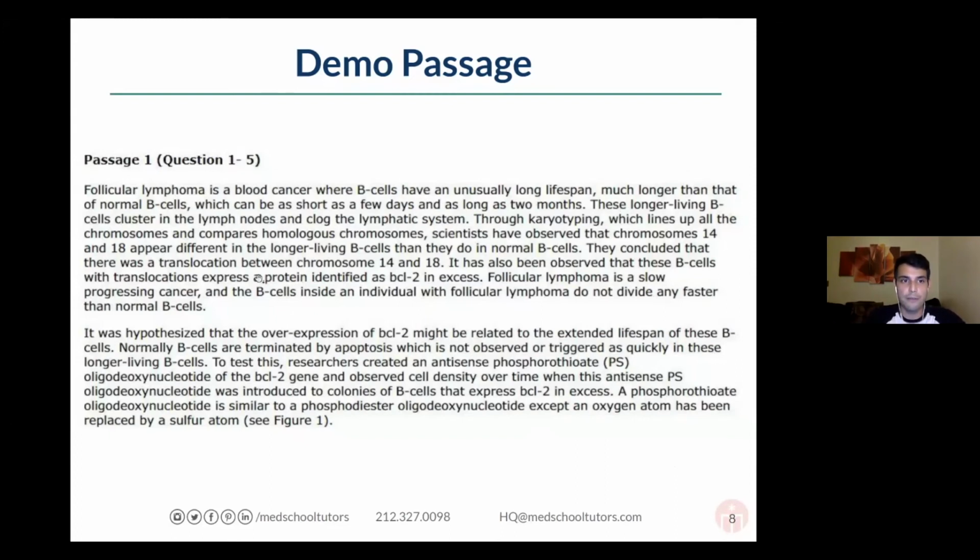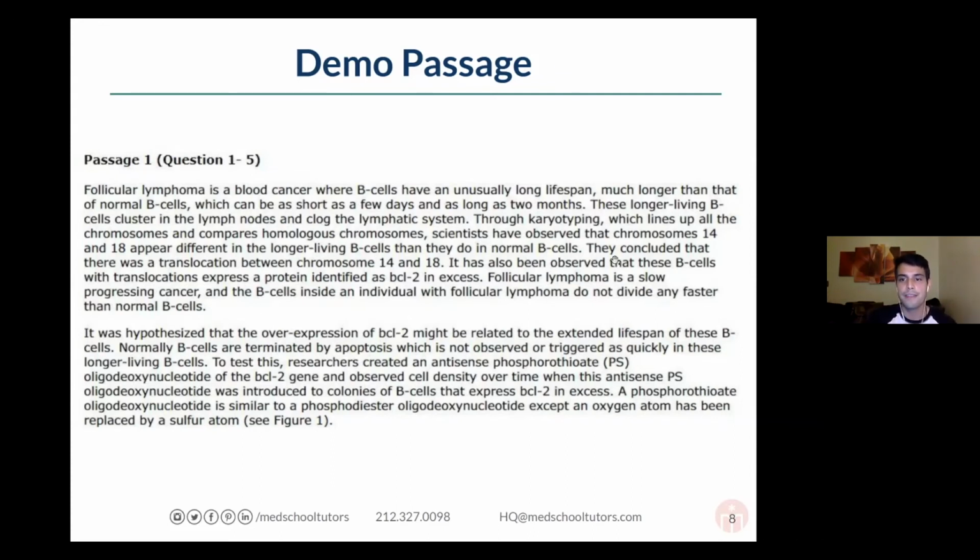These longer living B cells cluster in the lymph nodes and clog the lymphatic system. Through karyotyping, which lines up all the chromosomes and compares homologous chromosomes, scientists have observed that chromosomes 14 and 18 appear different in the longer living B cells than they do in normal B cells. So then I'd be thinking, okay, these long-living B cells have something different about chromosome 14 and 18 than normal B cells.